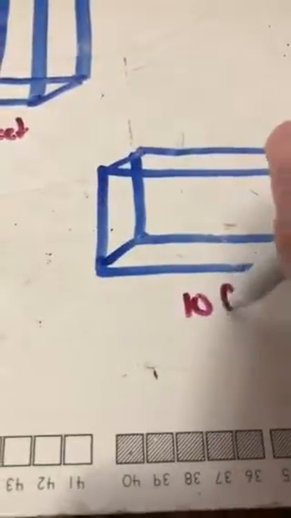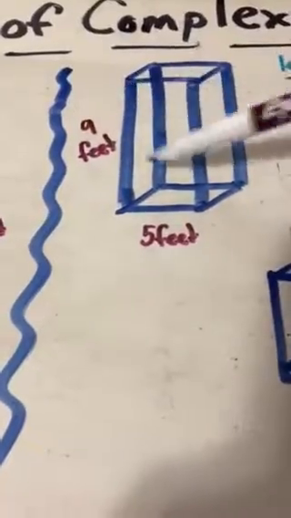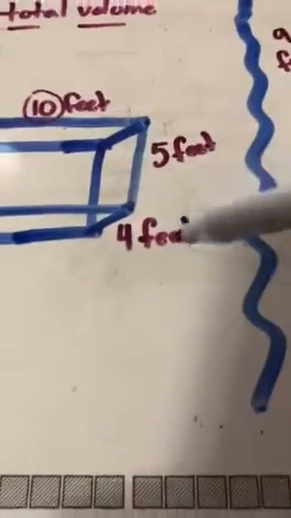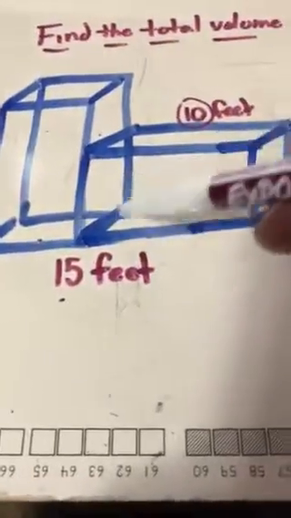So I'm going to go 5 feet here. 10 feet here, all right? And then since I have a width, I have a height, I'm going to go ahead and finish the shape and say that the length, if you notice they're both the same length here, is 4 feet.